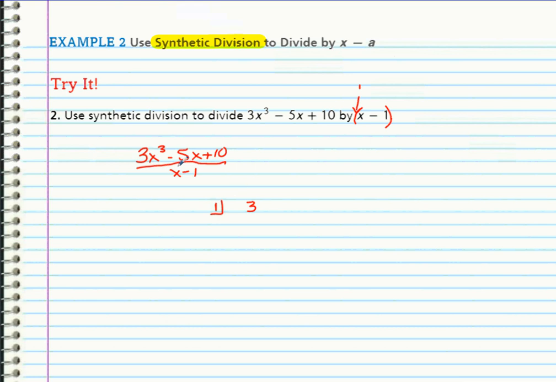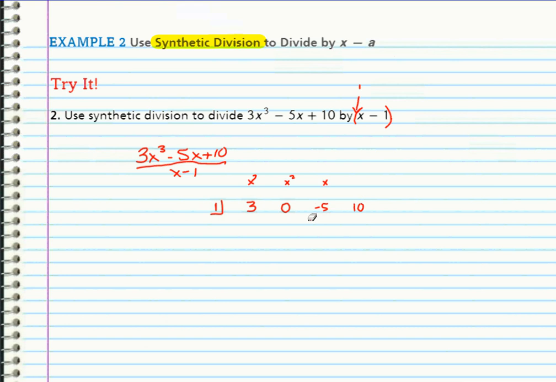Notice there is no x squared term, so I have to put a 0. This is like having 0x squared here. So this is my x cubed term. Here's my x squared term. And then my x term is negative 5, and my constant is 10.